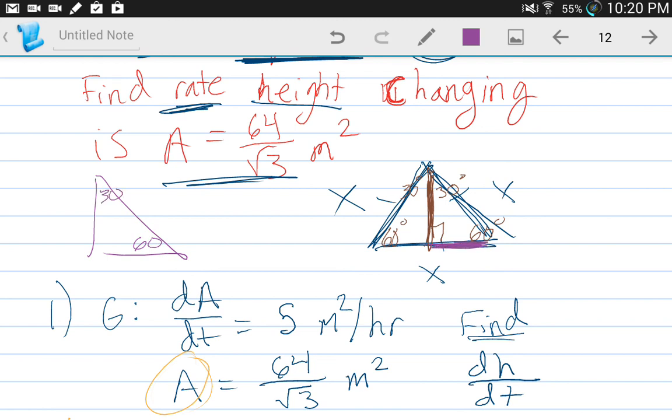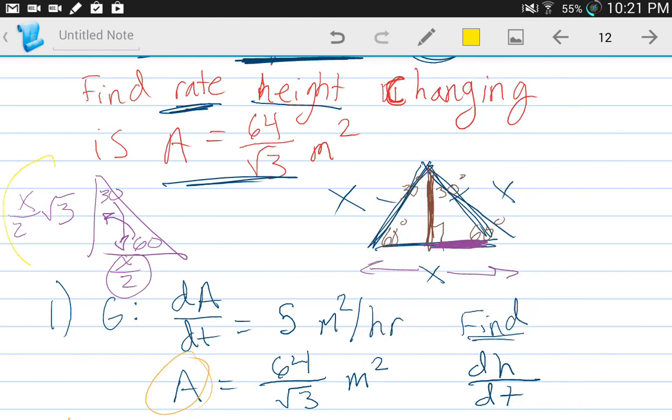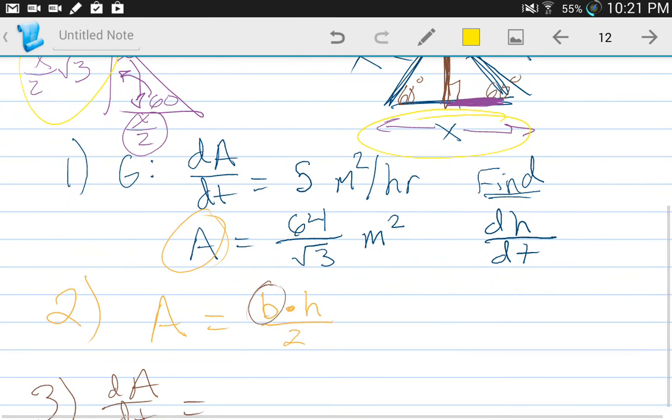Now this side here is going to be half of x. So I'm going to write that as x over 2. And then that's across from 30. So across from 60 is that times radical 3. So it would be x over 2 radical 3. And that is equal to my height. Right, so that's my height, and my base is x. So I'm just going to plug.